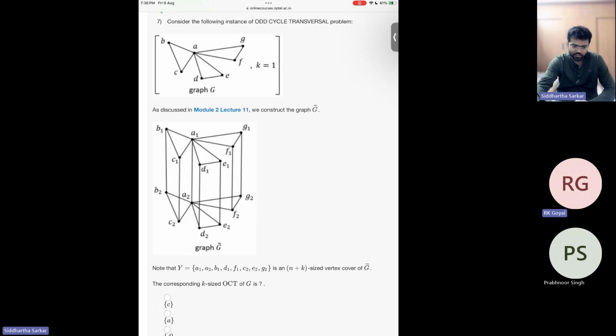What is n? n is the number of vertices in the original graph. In this case, n is 7 and k is 1. K is 1 means vertex cover of size 1. If I only choose the vertex A in the vertex cover, no, that is not covering all the edges. So what does k equal to 1 signify? It asks whether you can delete one vertex from the graph G such that G minus this vertex, the reduced graph, is bipartite. Oh, yes. So k is a parameter here.